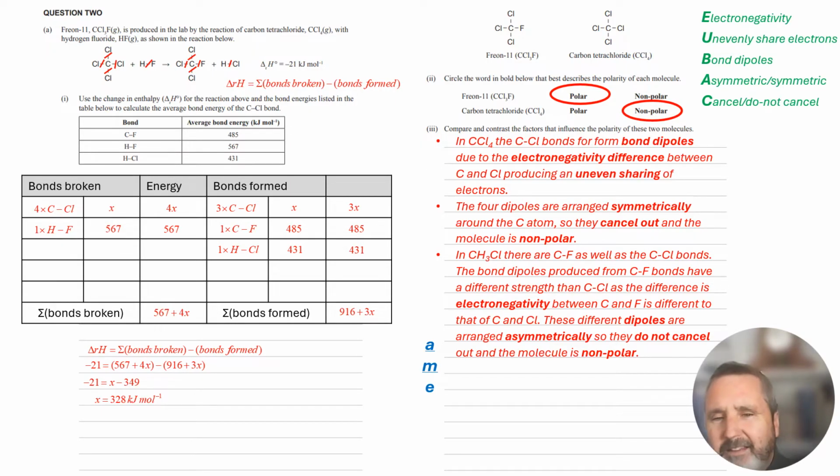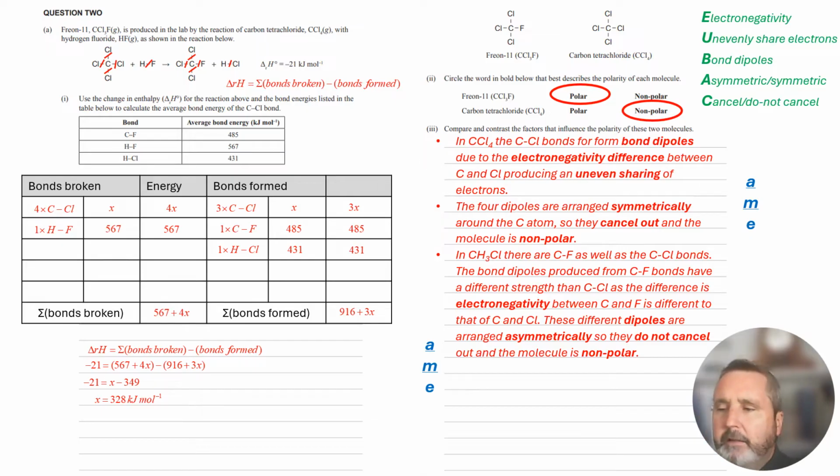Now, this is most probably the hardest type of explanation you will have to do, so you will have to practice this if you want to ensure that you get an excellence for this. In this case, if you can just write down that there is a difference in electronegativity between the carbon and the chlorines producing a bond dipole, that's an achieved point. Or if you can also say that the bond dipoles are arranged symmetrically and cancel out, you get an achieved point. Or if you said they're asymmetrical and don't cancel out, that's an achieved point.